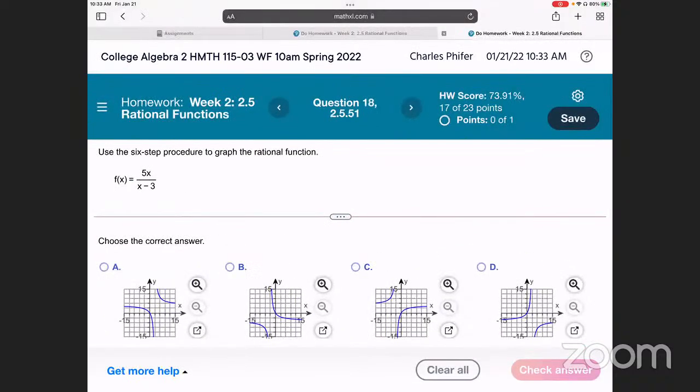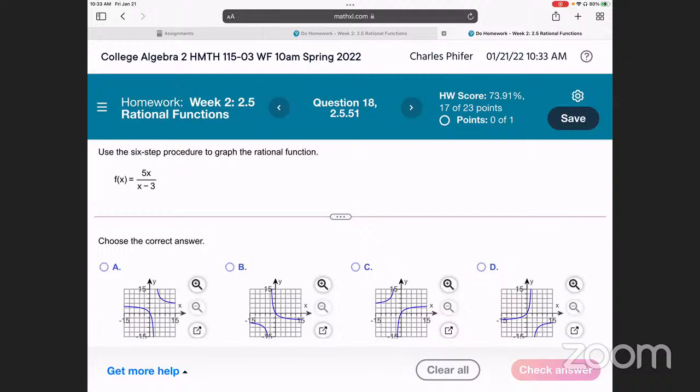It should have a vertical asymptote of x equals 3, and a horizontal asymptote of y equals 5, right? Because the degree of the numerator is equal to the degree of the denominator, so we take the ratio of the leading coefficients. That's going to give us 5 over 1, so it's going to be 5. Now let's put all those together.